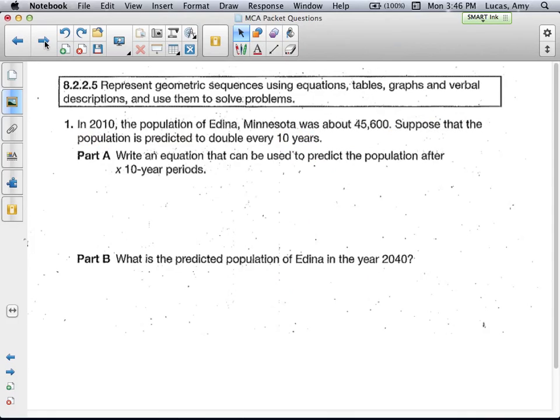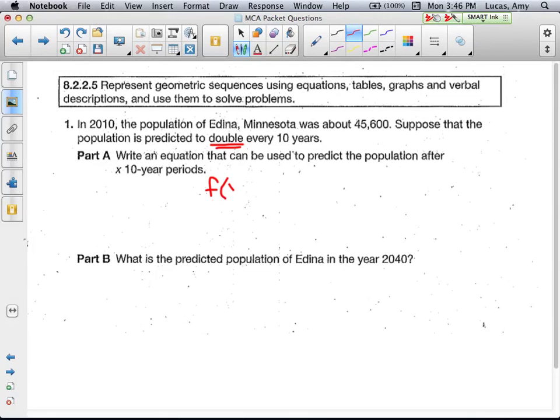Our next benchmark, 8225. This is on page number 29. Represent geometric sequences using equations, tables, graphs, and verbal descriptions, and use them to solve problems. In 2010, the population of Edina, Minnesota was about 45,600. Suppose that the population is predicted to double every 10 years. So it's going to double every 10 years. Part A, write an equation that can be used to predict the population after x 10-year periods.